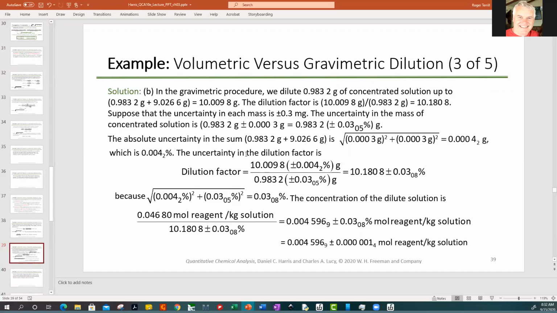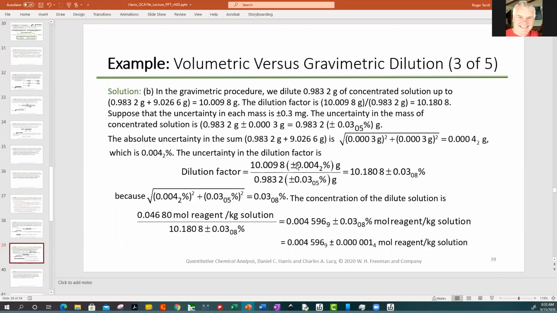In the dilution factor. I see. Well, 0.042% of 10 is 0.04, and 0.042% of 0.98 is 0.03. So there's a couple of steps that are skipped here. That makes sense. So I'm not really a huge fan of the way he's doing it here, but that's okay.